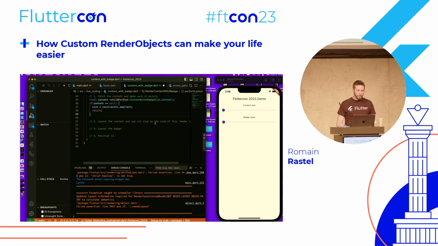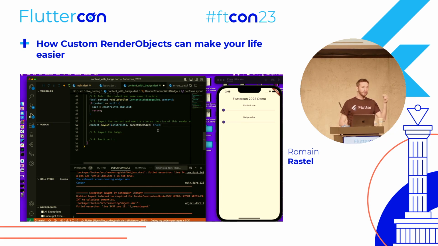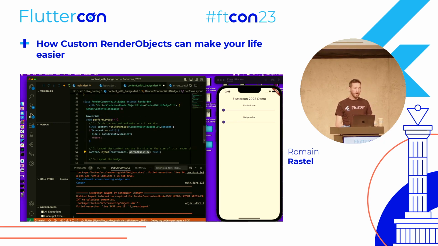And then I have to lay out the content, and to do that, we just have to call the layout method on our content here. I have to give it the constraints, and I also have to tell it that we want to use its size after that. By saying that, Flutter will know that it will have to call perform layout again when the size of the child changes. So we lay out the content and use its size as the size of this render object. So we just have to do, thank you, Copilot, that. The size of our widget will be the size of the content here.